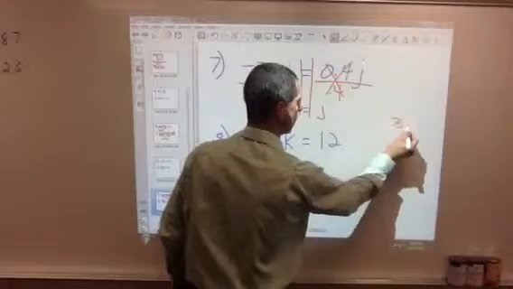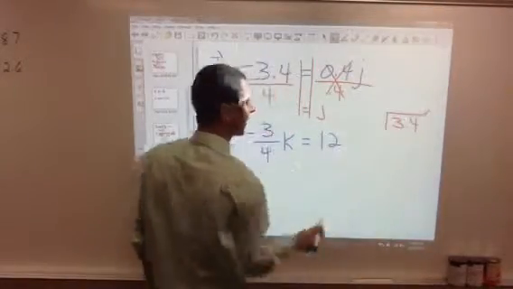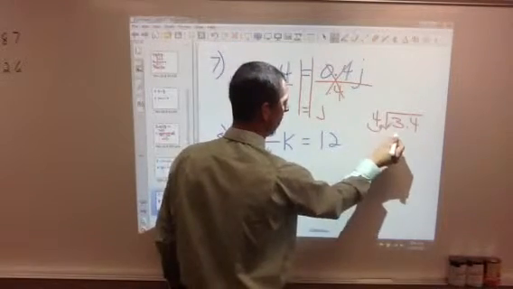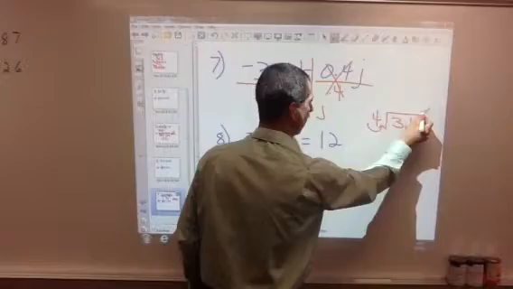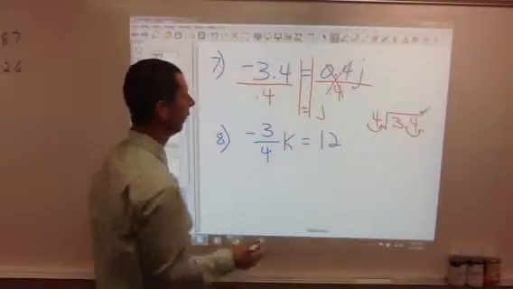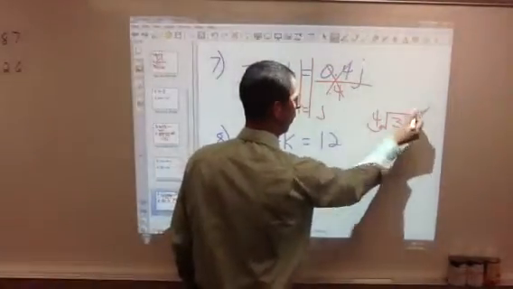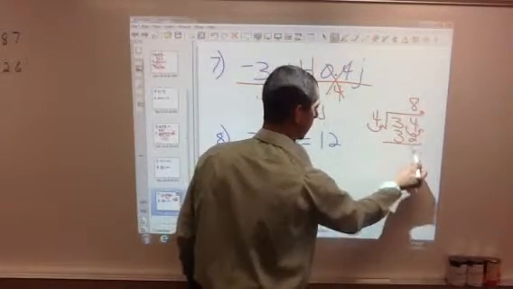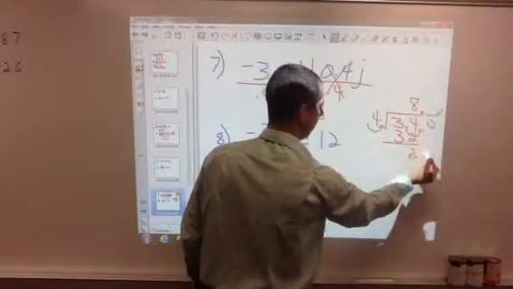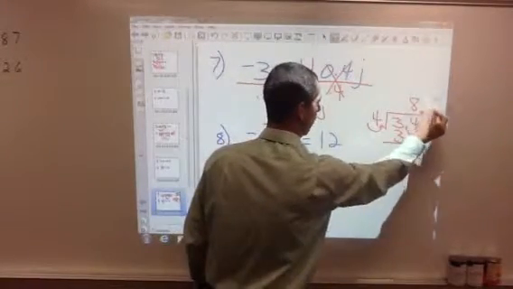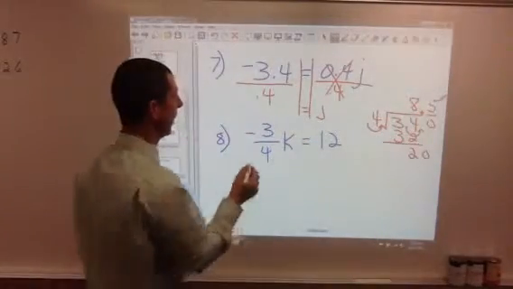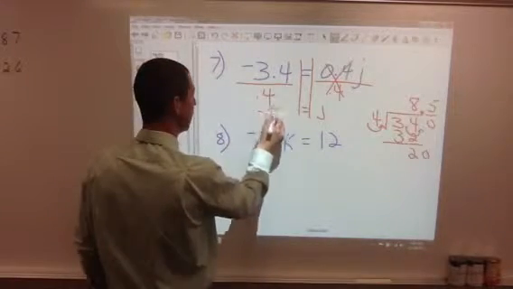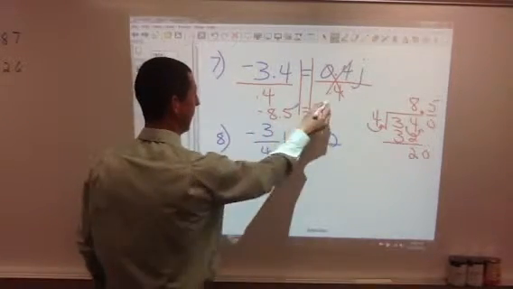Once again, if I set this up, 3.4 goes inside the box of a long division problem, 0.4 here. Remember, we move this decimal one place, move this decimal one place, and bring it straight up. Okay, now 4 goes into the 34 8 times. We get 32 here. All right, if I subtract, I get 2. I add a 0, bring it straight down. 4 goes into 20 5 times. And there's my answer. And I already determined it's going to be negative because I got a negative divided by a positive. So negative 8.5 is my answer on this problem.